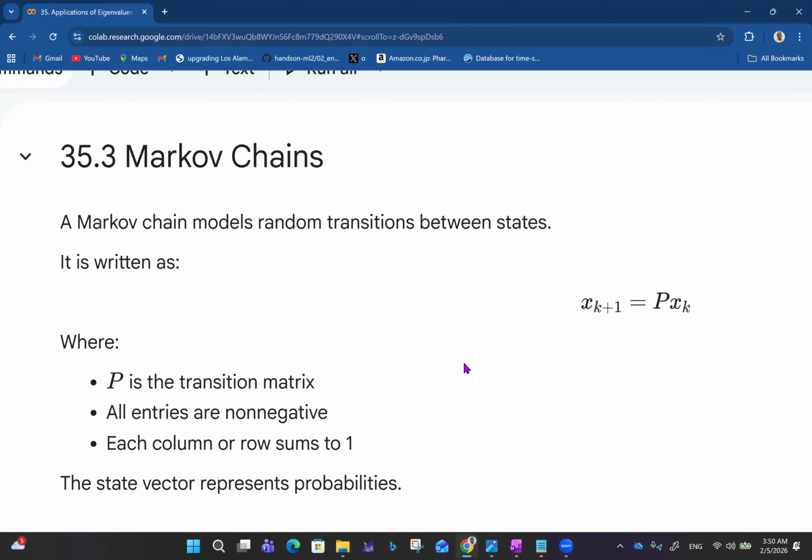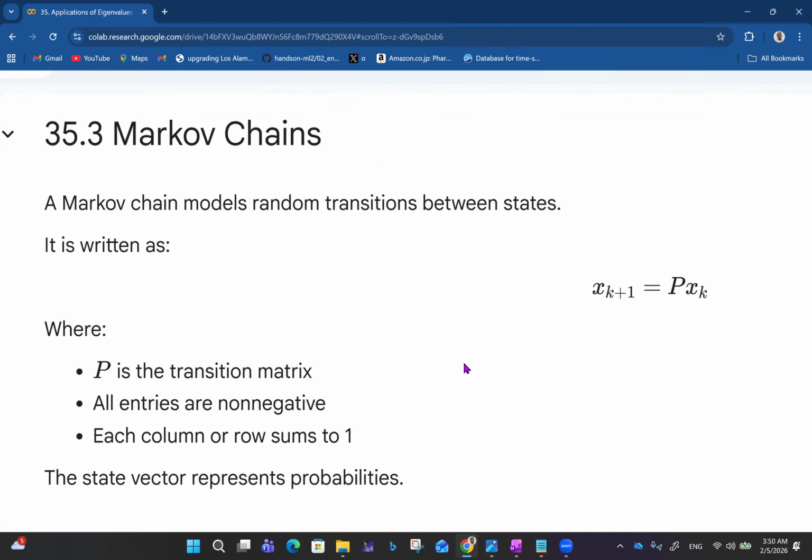Then we talk about another application of eigenvalues and eigenvectors in the realm of Markov chains. A Markov chain models random transitions between states. So let's say you are in a room, and we can model your movement in that room over time using Markov chains because it involves random transitions. Say there are 50 spots marked in the room. What are the chances that you move from one spot to another? That's the kind of thing a Markov chain relates to.